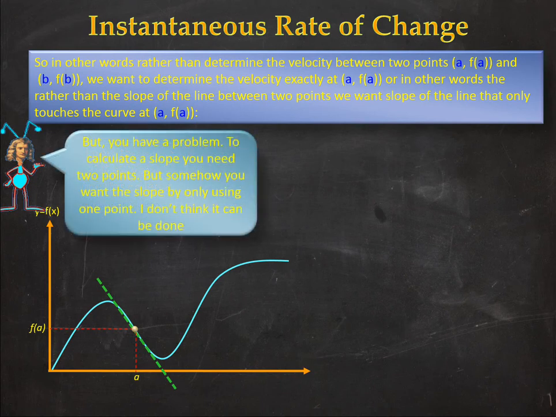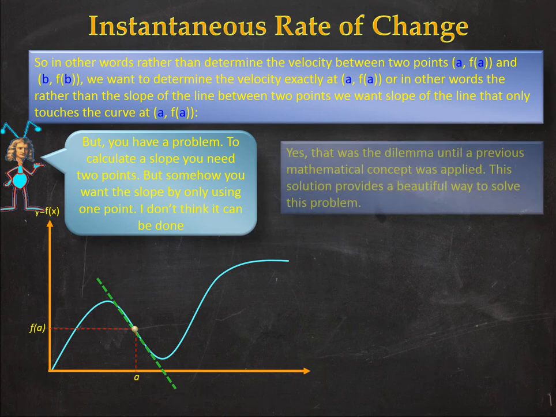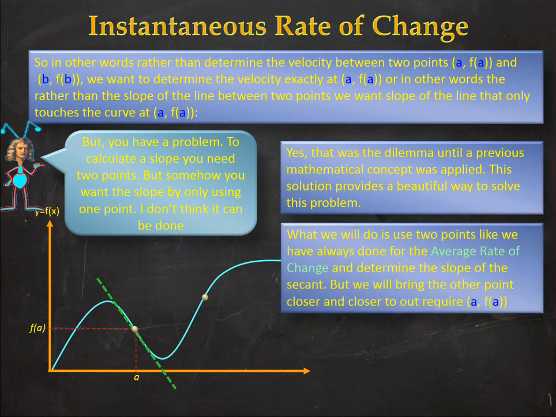Now, Newton is very prominent in saying, hey, you got a problem here. We know how to calculate a slope. To calculate a slope is rise over run, or delta y over delta x, but we require 2 points. He's saying that to calculate a slope, you require 2 points, but you're trying to calculate the slope by only using 1 point. And he doesn't think it can be done. But I'm reminding him that there's a neat mathematical tool that we've already worked on that provides a beautiful way to solve this problem. So we're going to build upon what we already know.